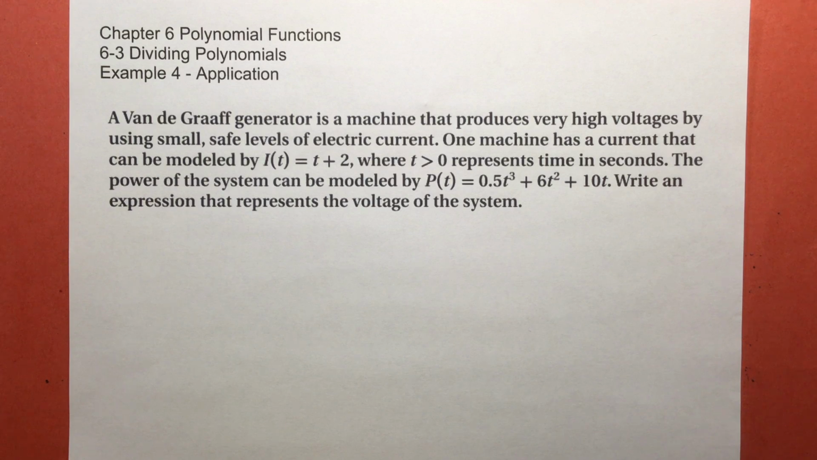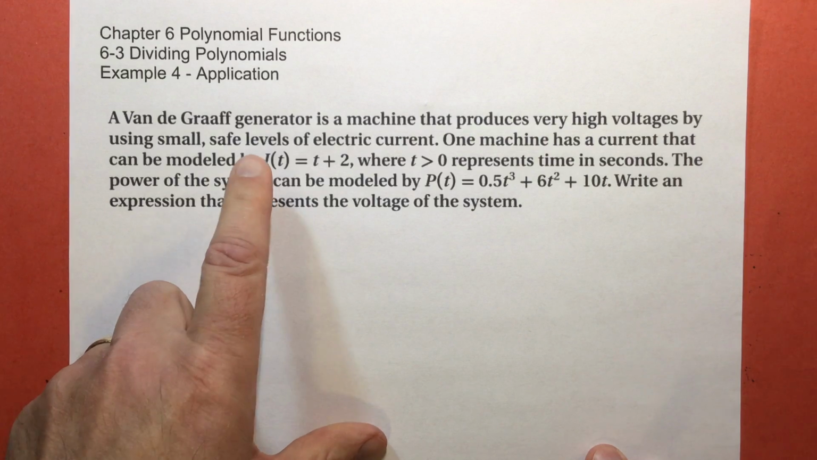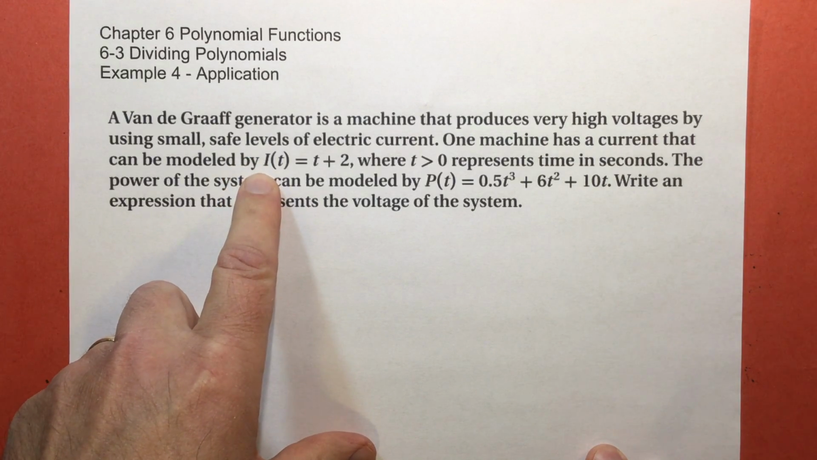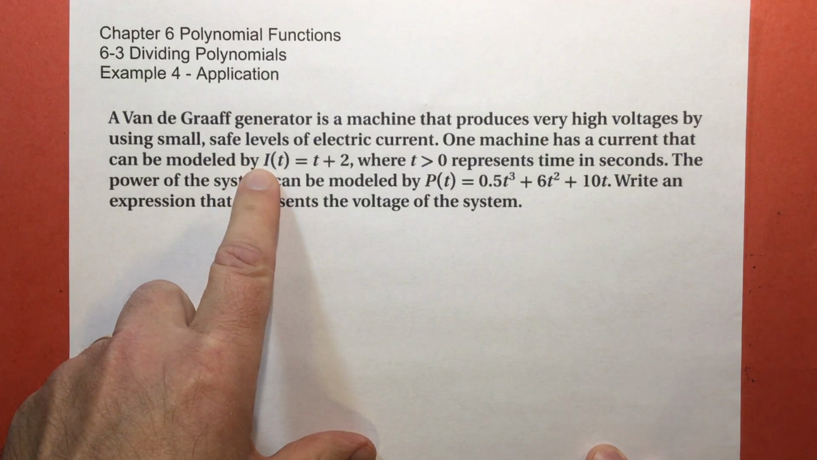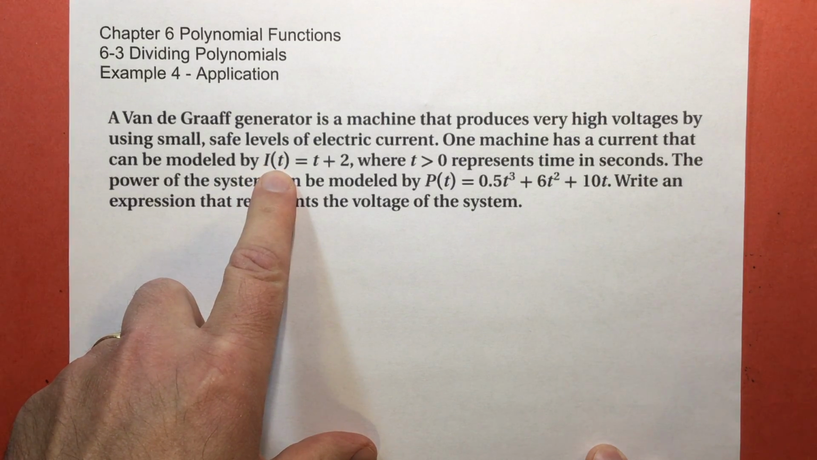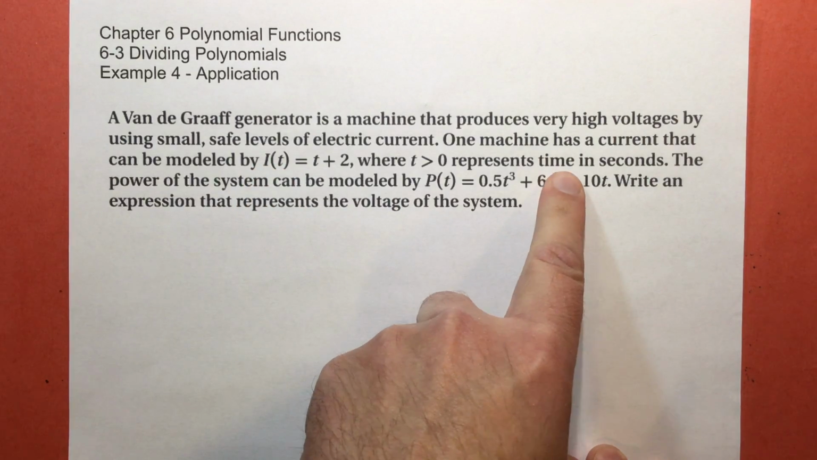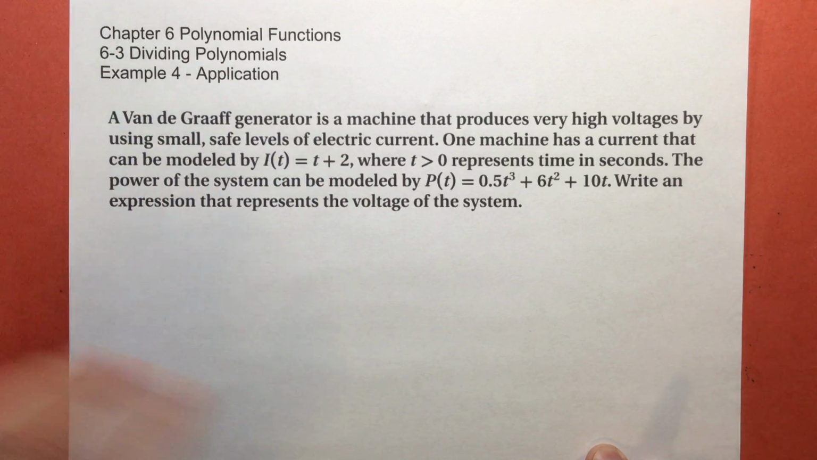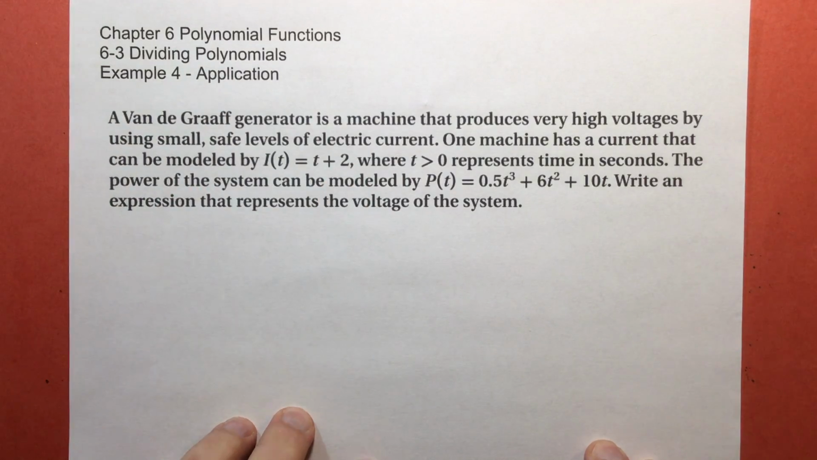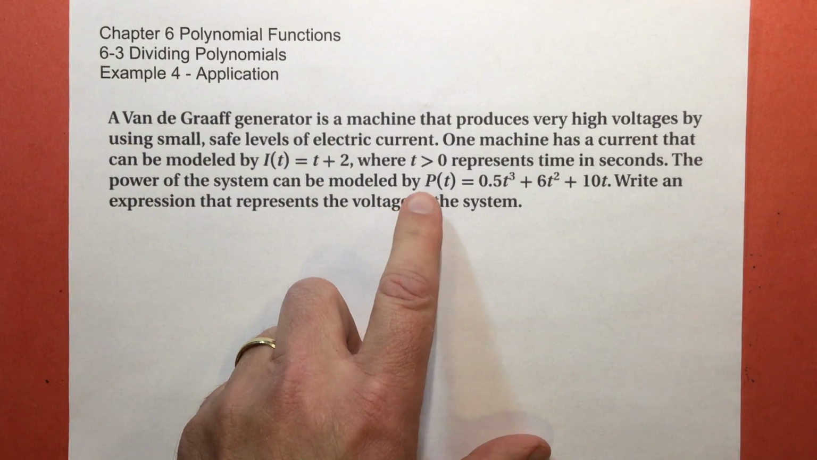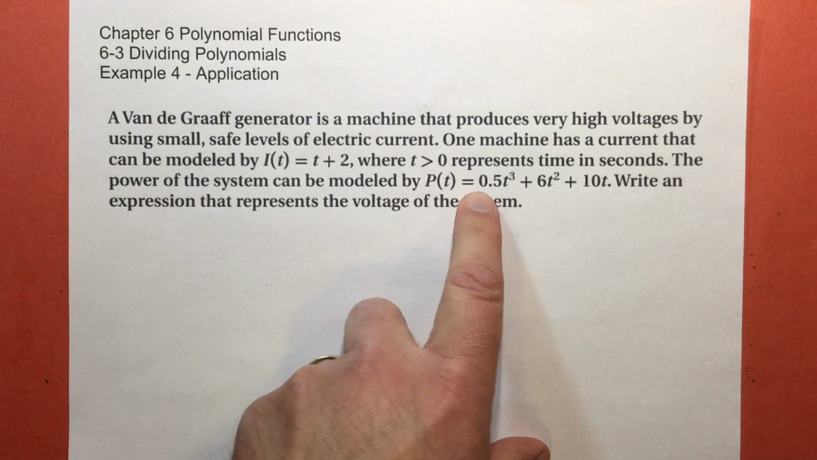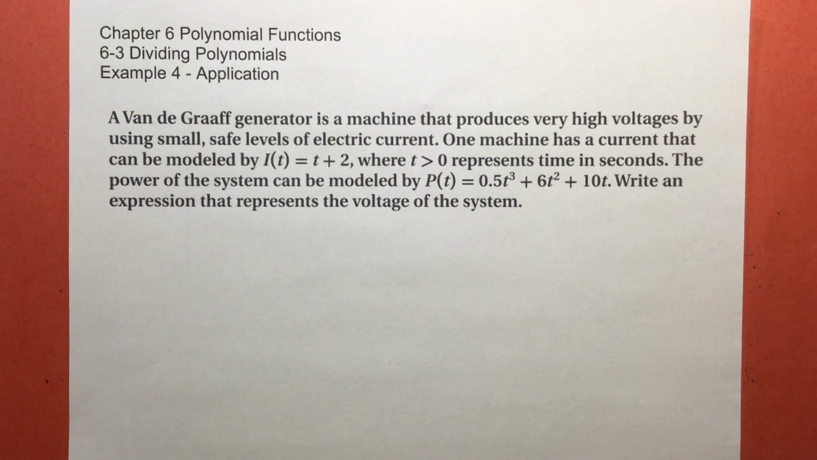Now, one of these machines has a current that can be modeled by, and this is a function, I, that's a letter, not a number one, I of t, where t represents time in seconds, t plus 2. And the power of the system can be modeled by P of t, this polynomial. Write an expression that represents the voltage of this system.